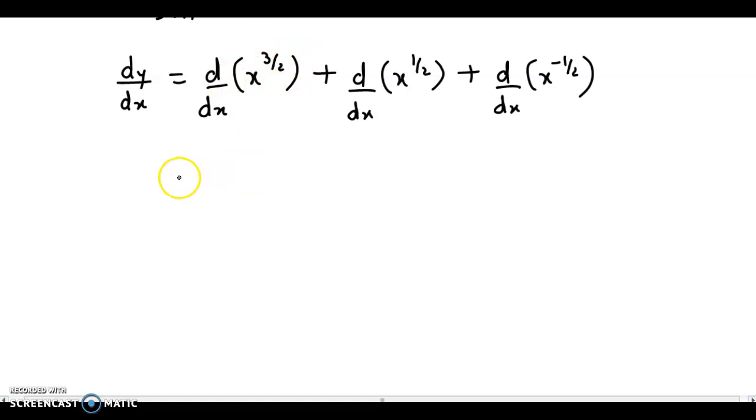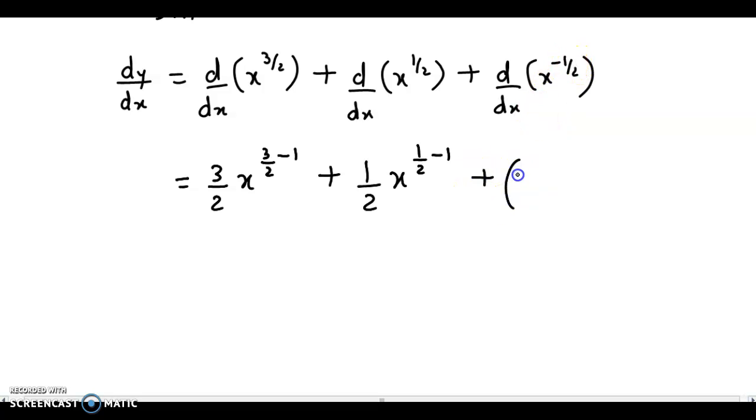So here we get, now we know that derivative of x^n is n times x^(n−1). So we have 3 by 2 into x^(3/2 − 1) plus half into x^(1/2 − 1), and last one would be plus minus half into x^(−1/2 − 1). So we just need to simplify here.